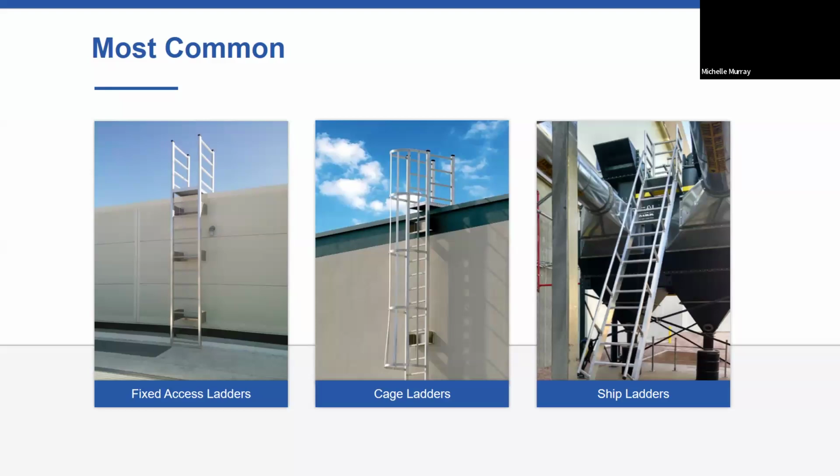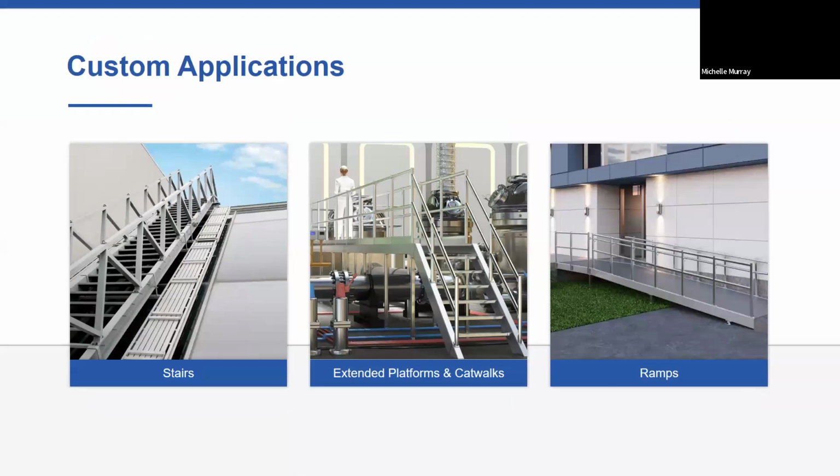The most common types of ladders are fixed access ladders, cage ladders, and ship ladders, sometimes referred to as ship stairs. Other common applications include stairs, extended platforms, catwalks, and ramps.